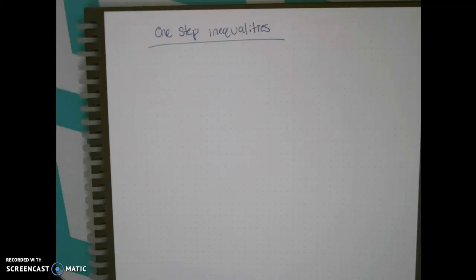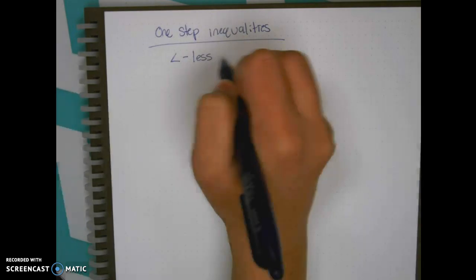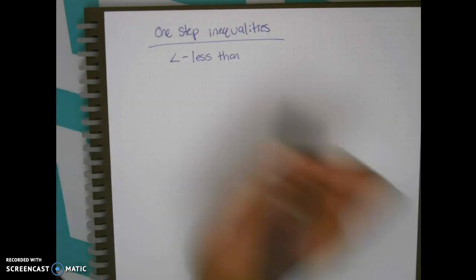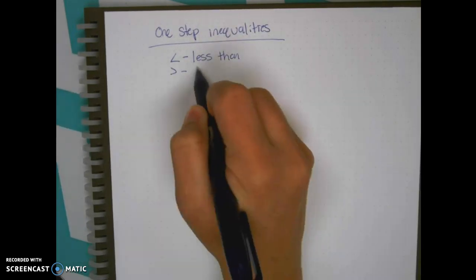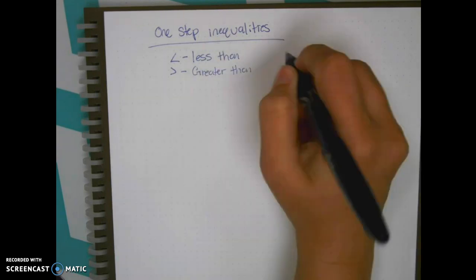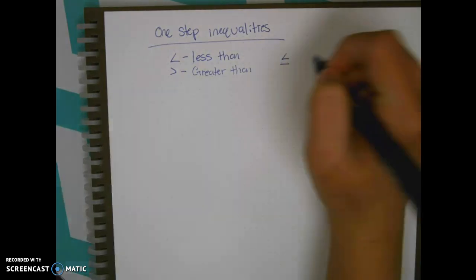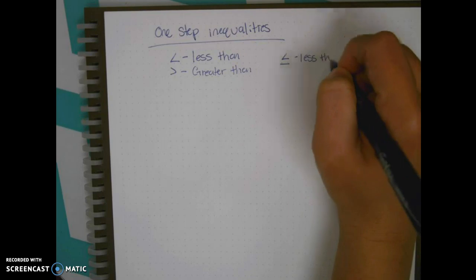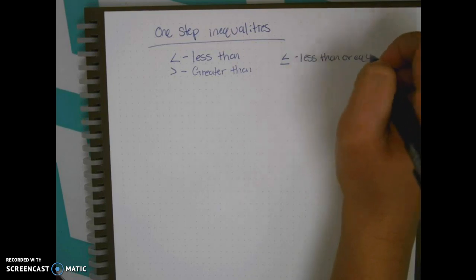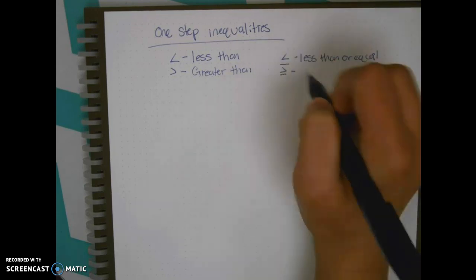Alright, this is a video on one-step inequalities. The first thing we need to know is what signs are inequalities. This is less than, which makes this one greater than. And then we have a less than or equal to. And then we have a greater than or equal to.